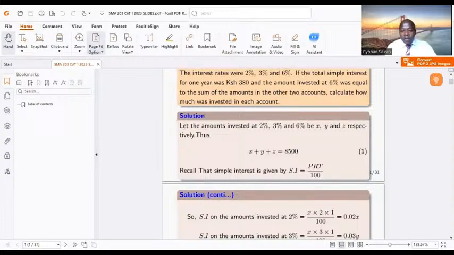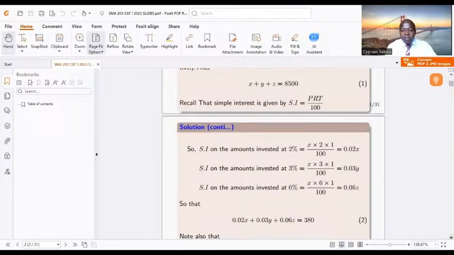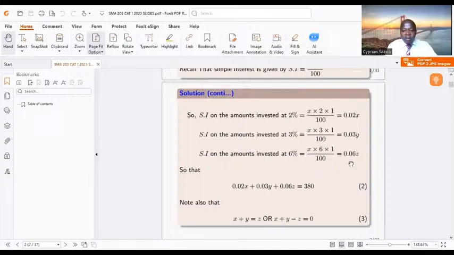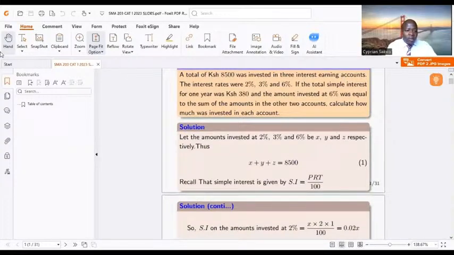That means that when you add the interest that we've gotten, 0.02X plus 0.03Y plus 0.06Z, you should get 380. That gives us the second equation. And then for the third equation, we go back to our question and see what it says. The question says that the amount that was invested at 6% was equal to the sum of the amounts in the other 2 accounts. And so that is what we use to get the third equation.